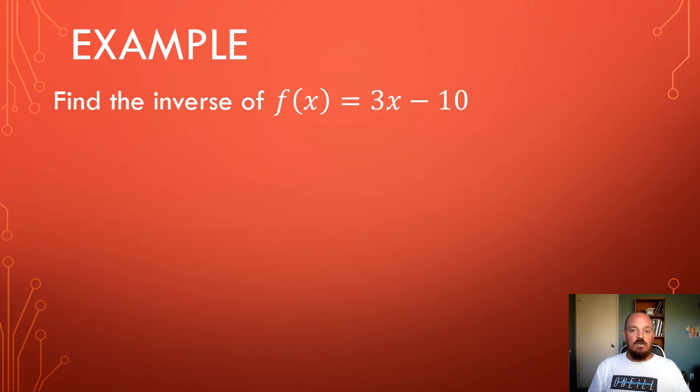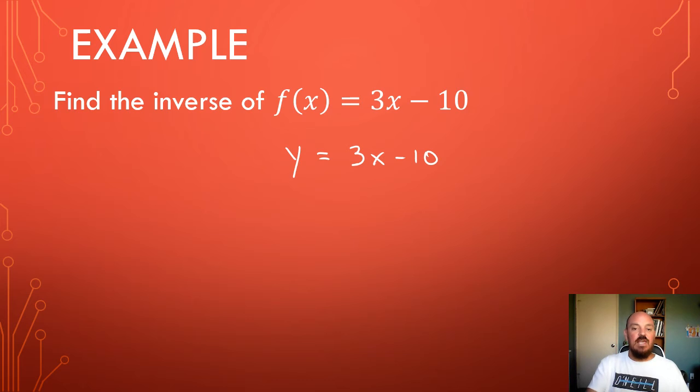Find the inverse of f of x equals 3x minus 10. So right off the bat, I threw one at you that I talked about in the last slide. You look at it and you go, well, I'm supposed to switch x and y, and I don't even see a y. Don't worry about it. Just rewrite the equation. Instead of f of x, I'm going to call it y equals, but the rest of it's the same, 3x minus 10.